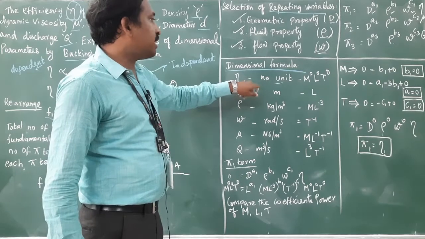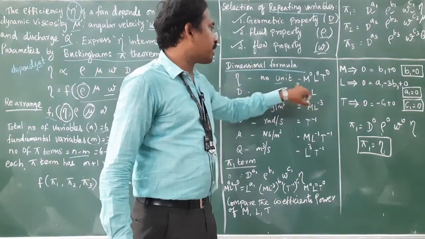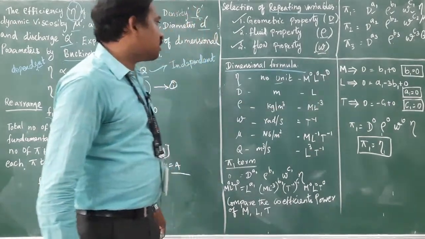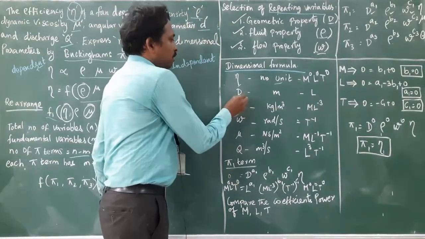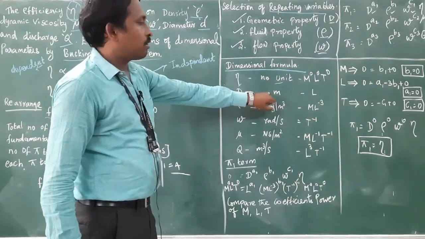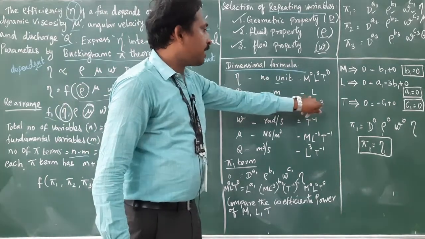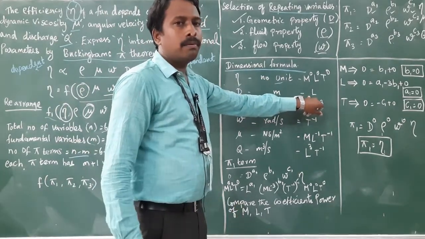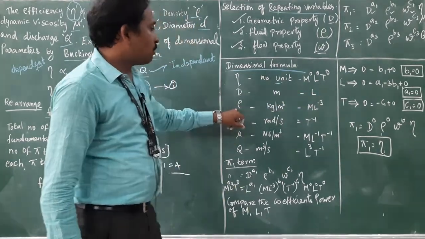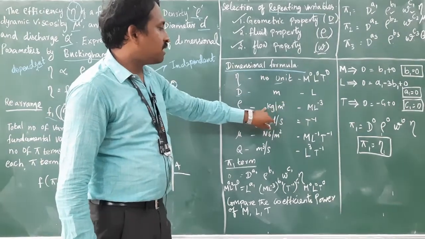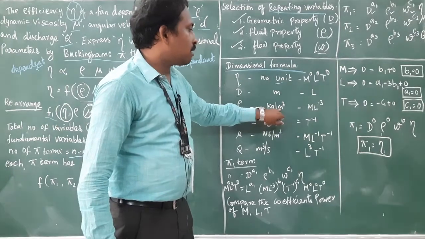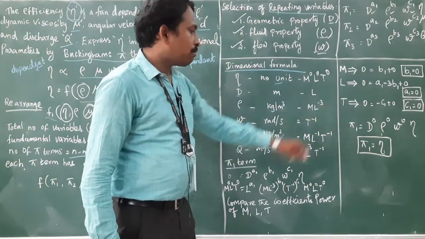So I am writing the power as no unit, which can be written as M power 0, L power 0 and T power 0. Next, diameter. The unit of diameter is meter. For meter, the dimensional formula is L. Meter means length, so L. Next, rho, kg per meter cube. Kg is the unit of mass, so M. Meter is L power minus 3.